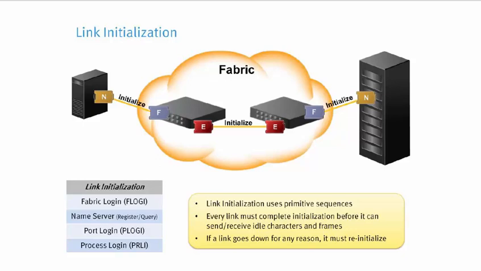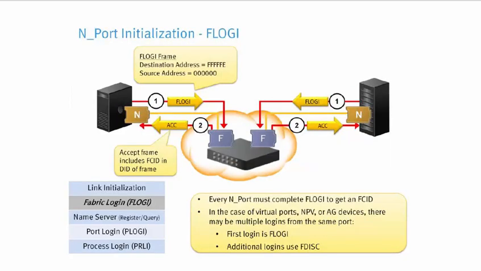Next, the Fabric server responds with an accept, containing the assigned address. Next, the N_port sends FLOGI to the name server, FFFFFC, to start the registration process. HBA ports will query the name server to see if there are any SCSI targets logged in. The N_port also sends SCR to the Fabric controller, FFFFFD, to register for state change notifications, RSCNs.